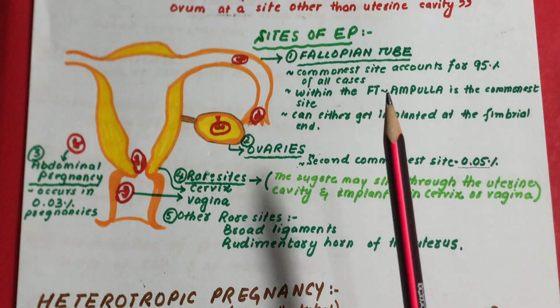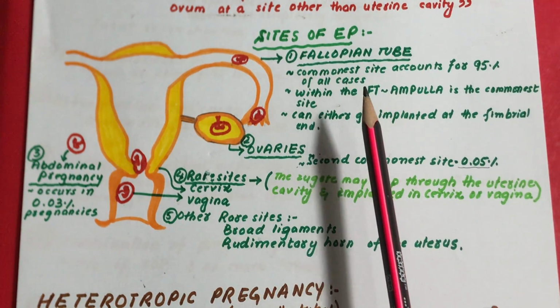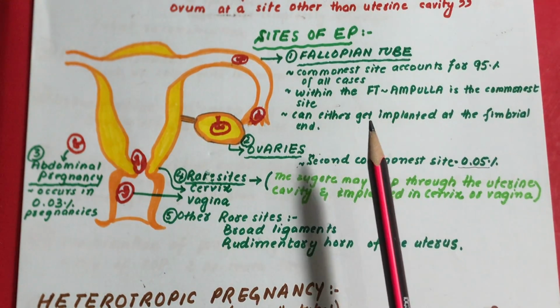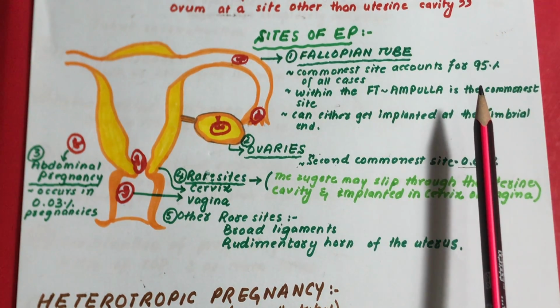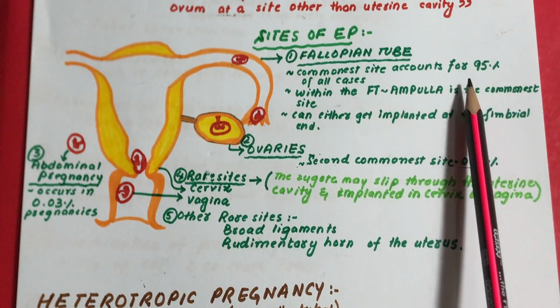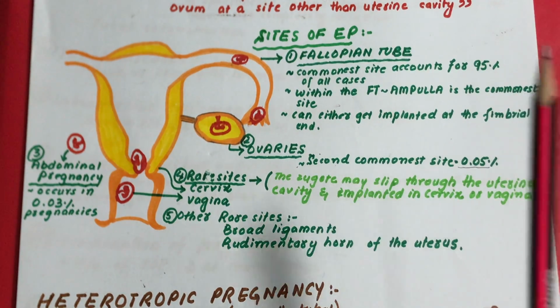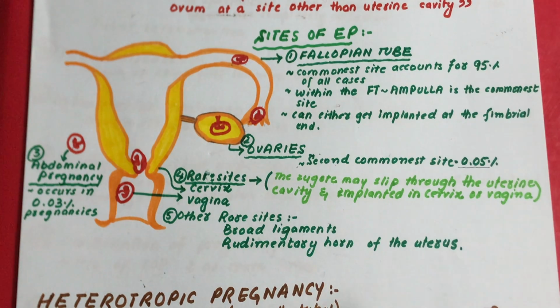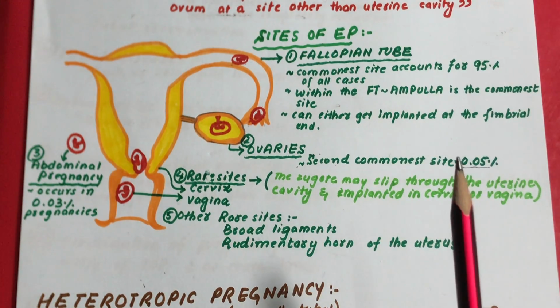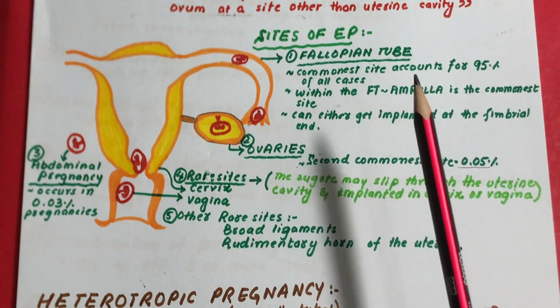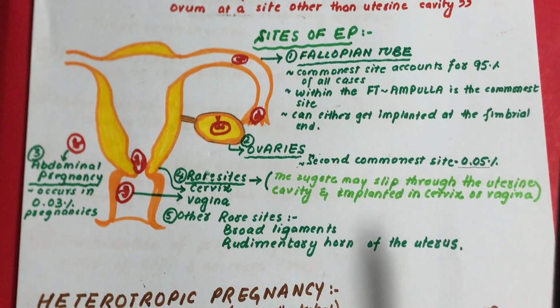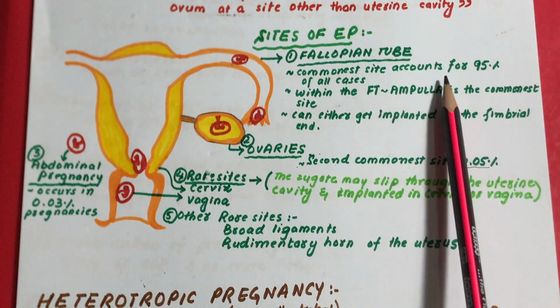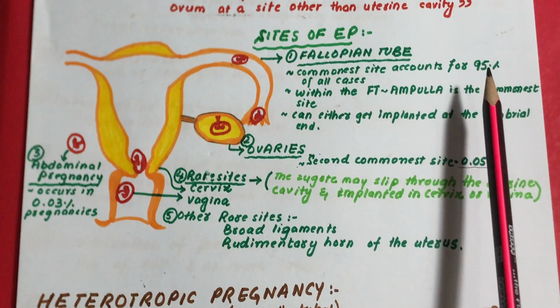Now, the fallopian tube is the commonest site of ectopic pregnancy, and it accounts for 95% of all cases. So sometimes we also refer to it as tubal pregnancy. Okay, if anywhere the word tubal pregnancy is used, you should not get confused, because in many scenarios and in many books or lectures, ectopic pregnancy is sometimes referred to as tubal pregnancy, because 95% of all the cases occur in the fallopian tube.